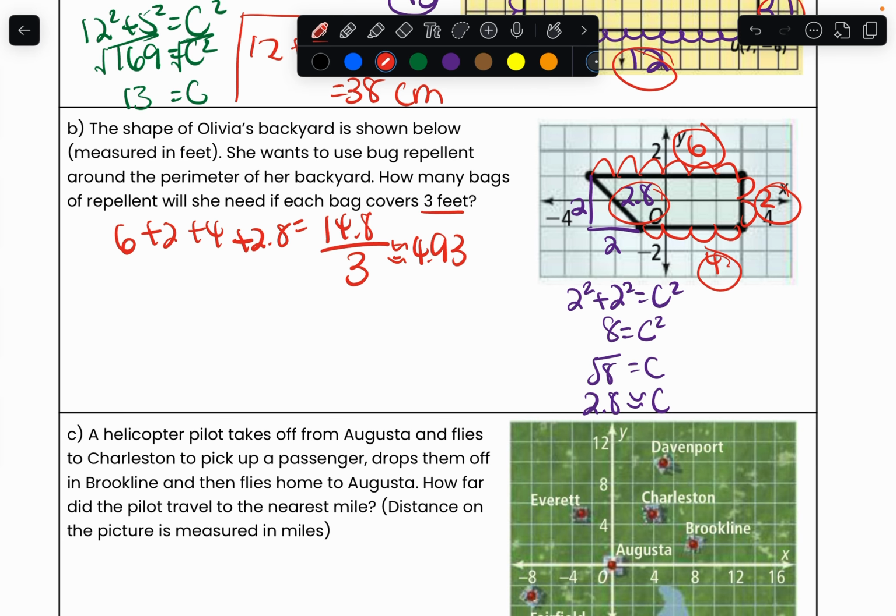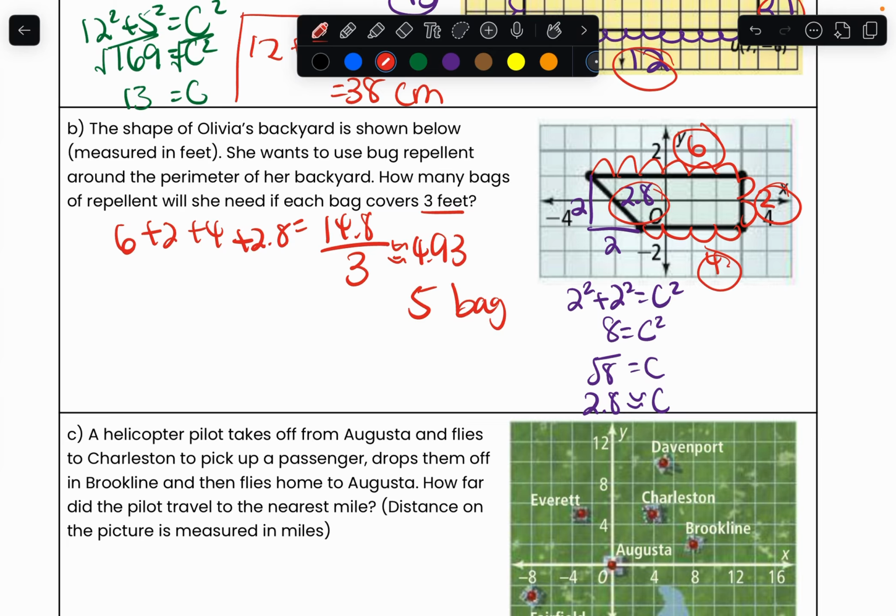However, there's not like 0.93 bags. I'm just going to have to round up so I have enough. So I'll just have to take 5 bags. And 5 bags will be my answer of how much is needed.